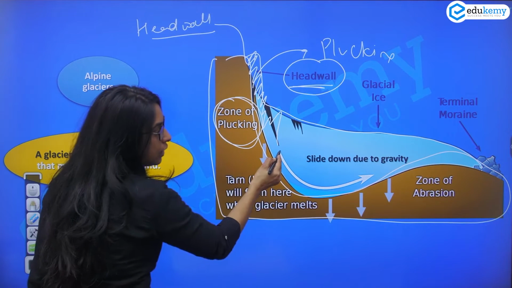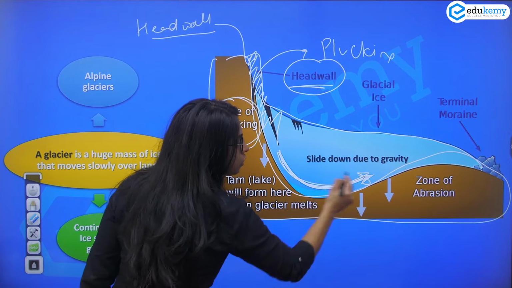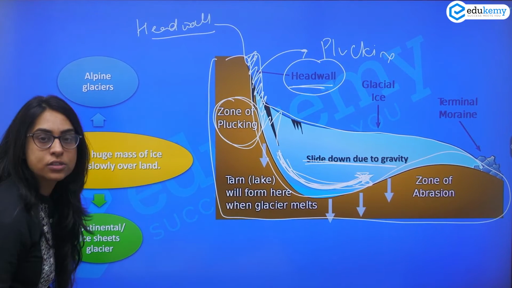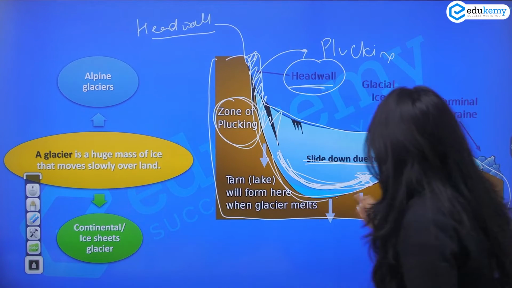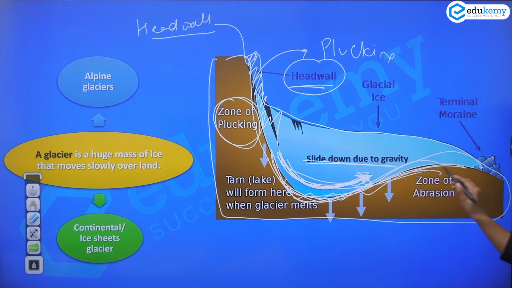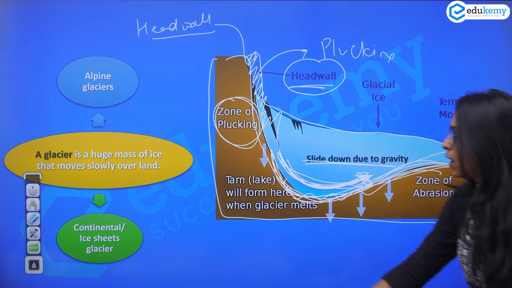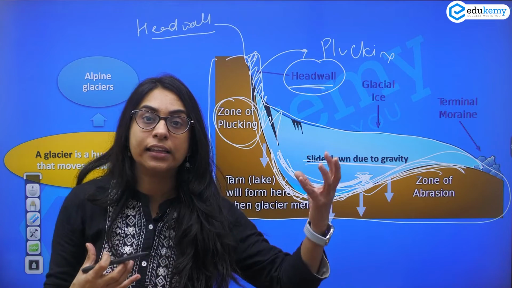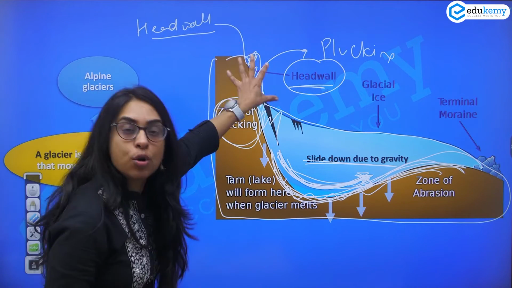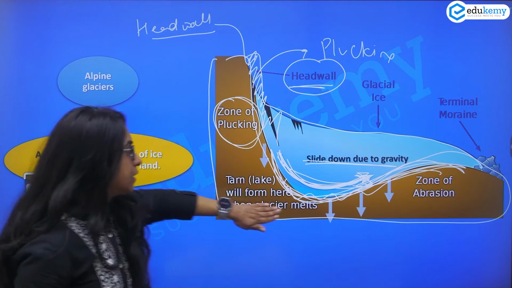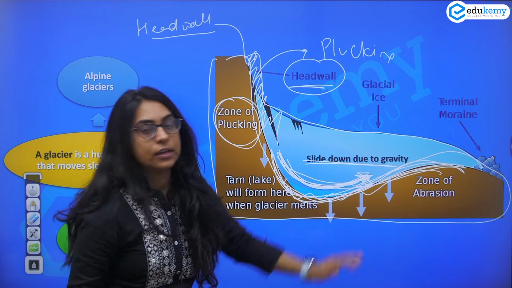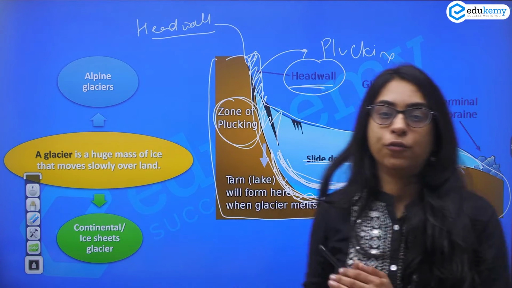And as the glacier moves down the slope under gravity, the abrasion, the polishing, takes place. So this is the zone of abrasion. Abrasion is not exactly seen at the head wall. Abrasion and plucking both operate continuously, but plucking is more predominant in the head wall, whereas this is the zone of abrasion where the glacier is sliding down under gravity. This is the entire profile of your glacier.